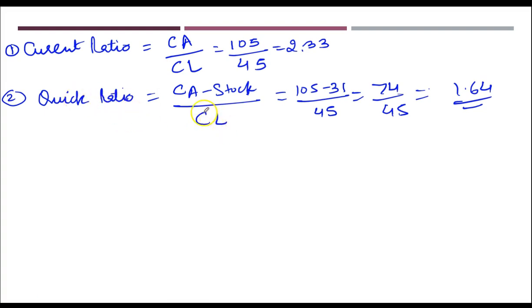हमने क्विक रेशियो के दो फॉर्मूला पढ़े थे, एक ये वाला, और इसके अलावा क्विक एसेट डिवाइडेड बाय क्विक लाइबिलिटी. तो क्विक लाइबिलिटी हम लोग तब यूज करेंगे जब क्वेश्चन में अलग से दे रखा हो.